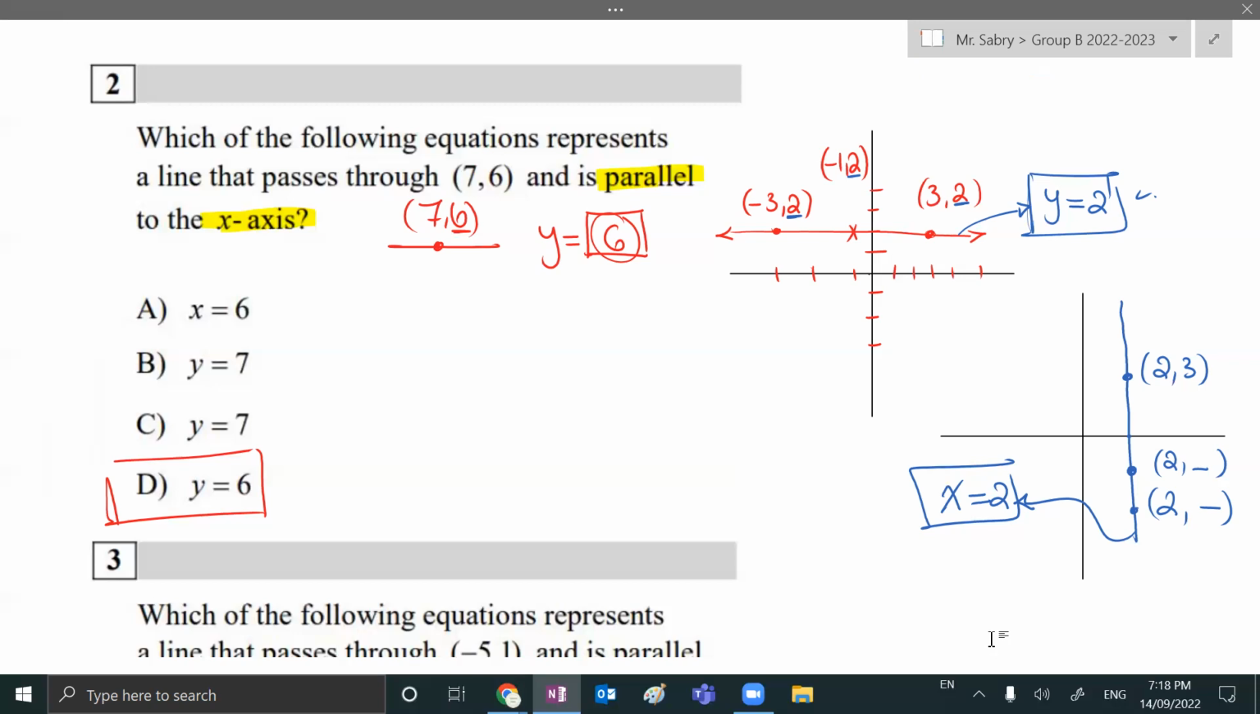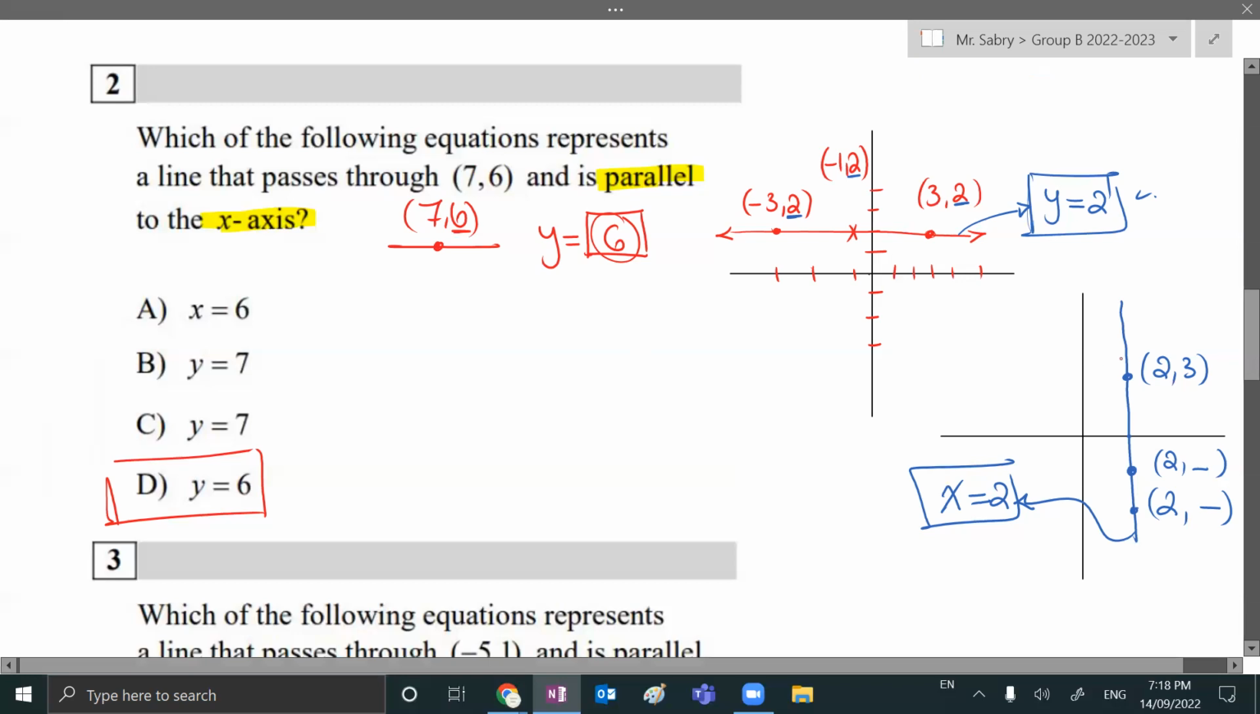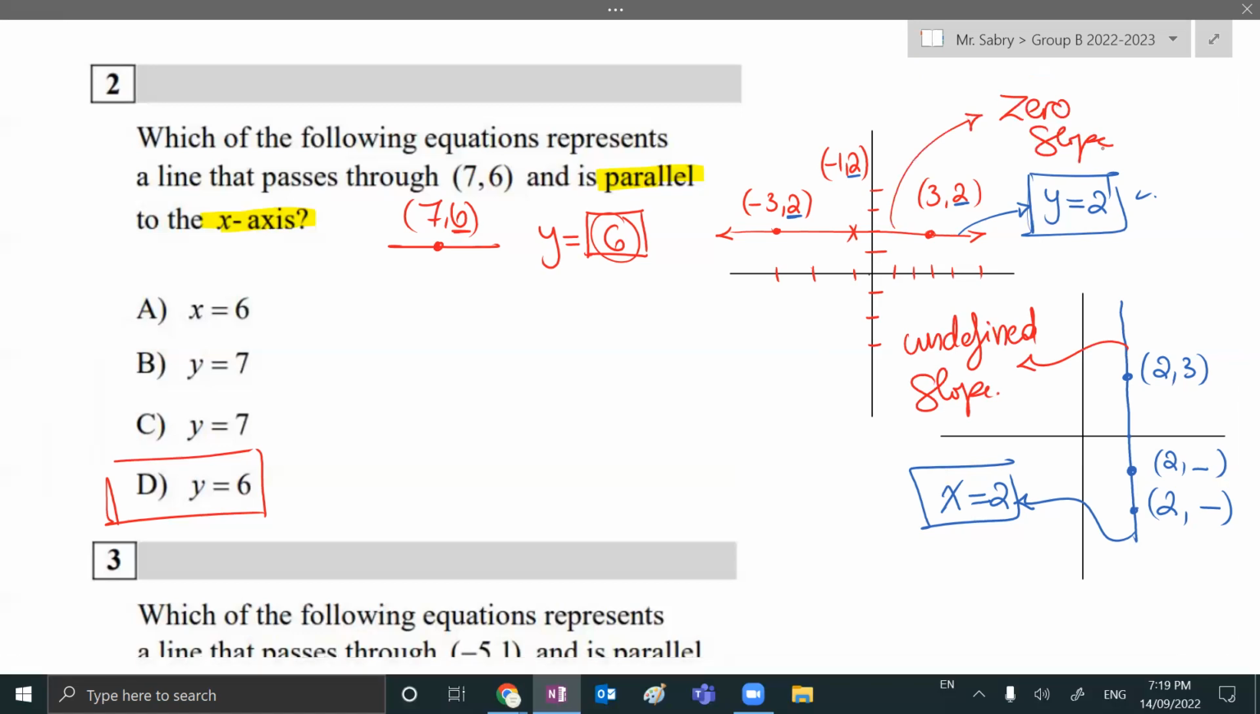Now, if a line is parallel to the y-axis, its slope is extremely big because the line is flipped. The slope is huge to the extent that you can't actually define the value. So that's why lines that are parallel to the y-axis have an undefined slope, while the lines that are parallel to the x-axis have zero slope. So there's a huge difference when I say that a line has a slope of 0 and another line has a slope of undefined.